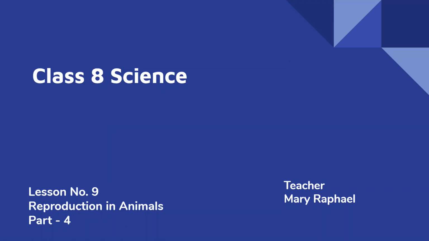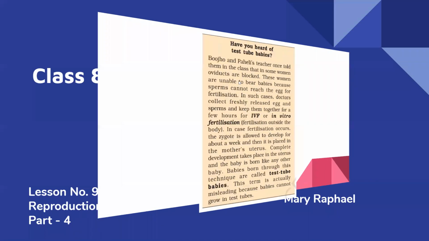We are going to continue lesson number 8, lesson number 9. The topic is reproduction in animals. Yesterday we learned about fertilization. We also learned about internal fertilization yesterday. That is the fertilization which occurs in the body of the female animal is called internal fertilization. Today we are going to learn about external fertilization.